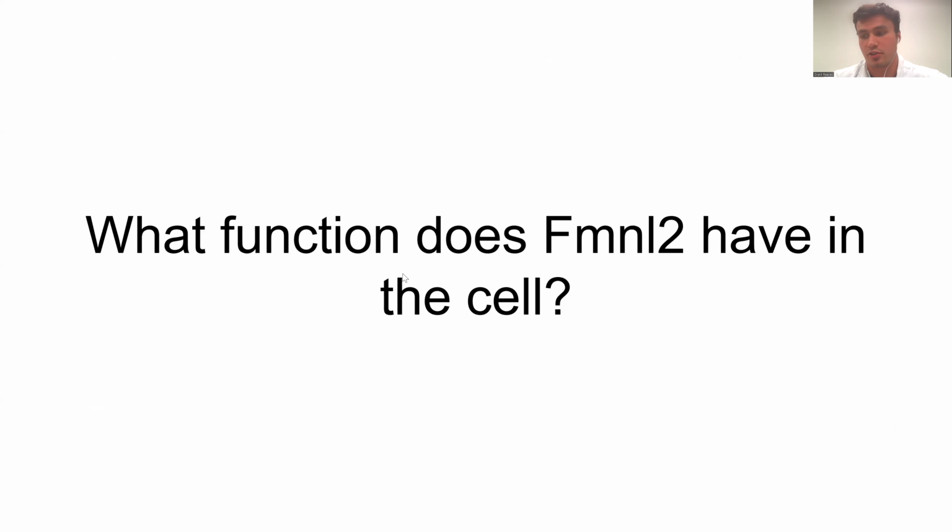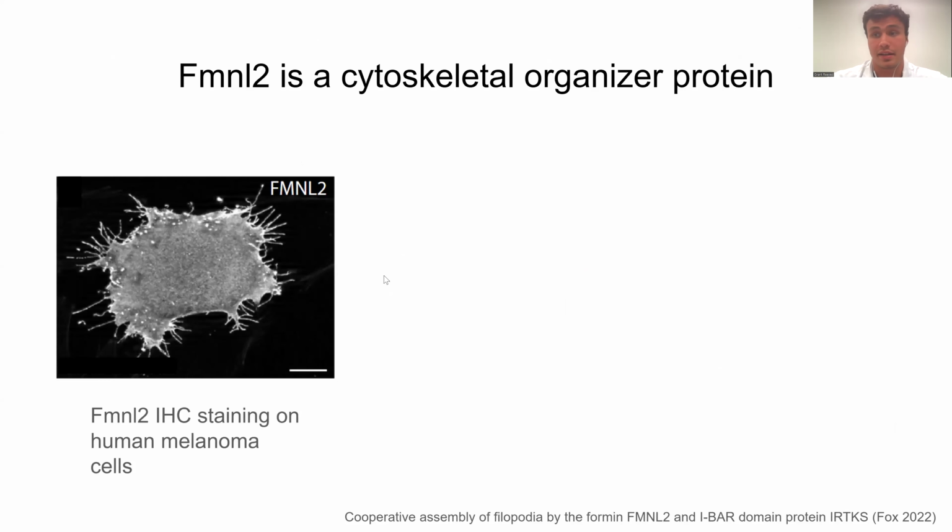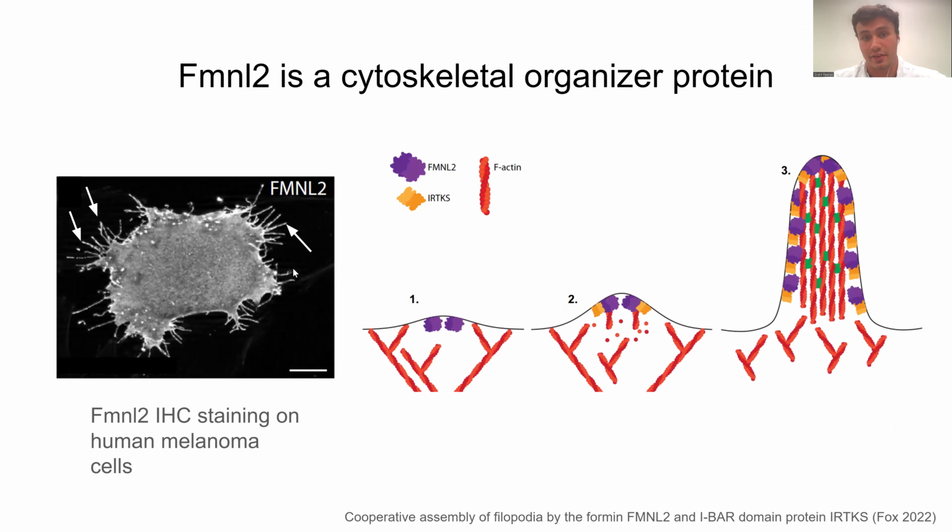And so what function does FMNL2 have in the cell? FMNL2 is a cytoskeletal organizer protein, meaning that it polymerizes together microfilaments and extends these things called Filopodia. So these little hair-like projections that you see in these human melanoma cells are called Filopodia. And FMNL2 acts together with proteins called IRTKS, also CDC42, to polymerize together F-actin chains that allow these hair-like projections to come off of these cells.